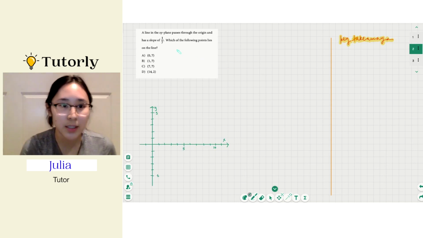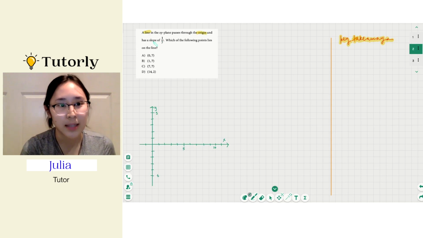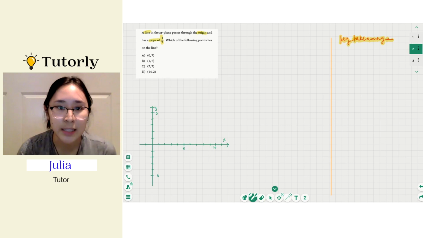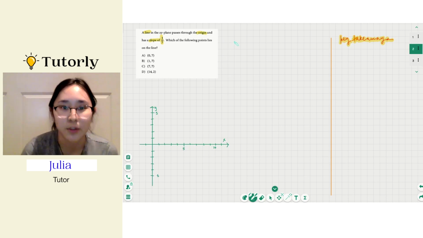So the question says, a line in the xy plane passes through the origin and has a slope of 1/7. Which of the following points lies on the line? Just looking at all the parts that I highlighted here, we can get an idea of what this question is going to be about. And it seems like it's going to be about the equation of a straight line.